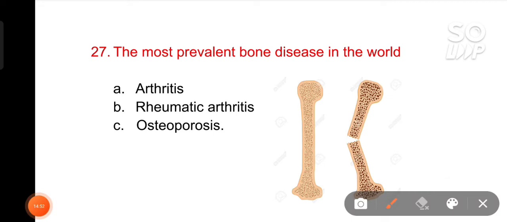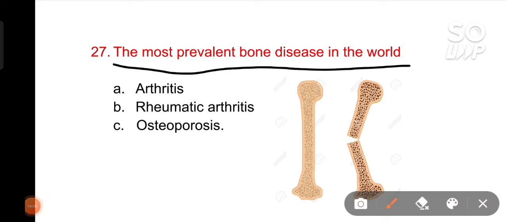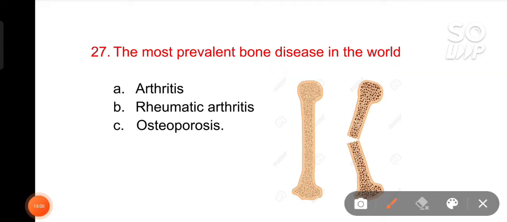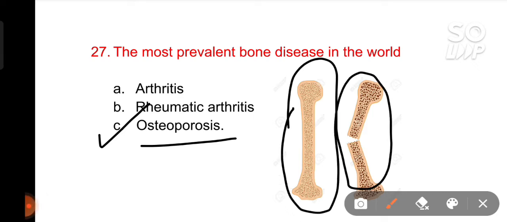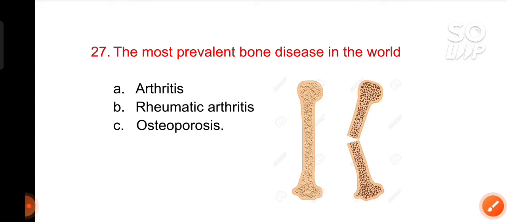The next question is the most prevalent bone disease in the world. The options are arthritis, option B rheumatic arthritis, option C osteoporosis. Option C is the right answer. Osteoporosis. The bone will become very fragile, so it breaks easily. So it is called osteoporosis, the porous bone.